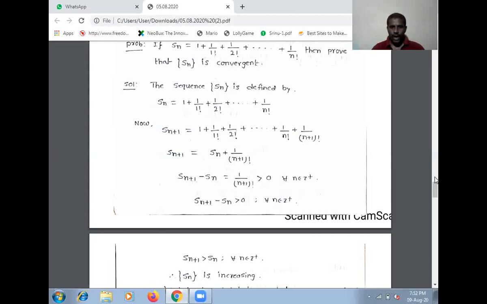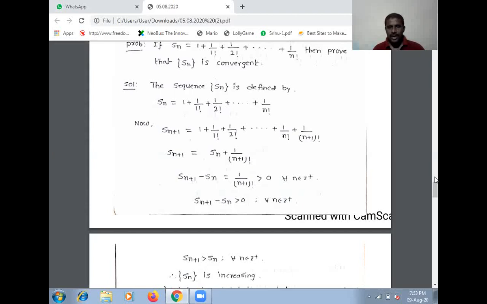So all the terms before it belong to Sn. దాని ముందున్నటువంటి అన్ని పదాలు కూడా Sn లోని పదాలే. So that's why I am writing here Sn plus 1 equal to Sn plus 1 by n plus 1 factorial. So now I am taking Sn from the left side. We get Sn plus 1 minus Sn equal to 1 by n plus 1 factorial.